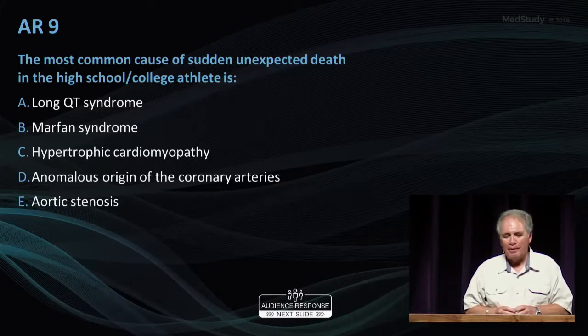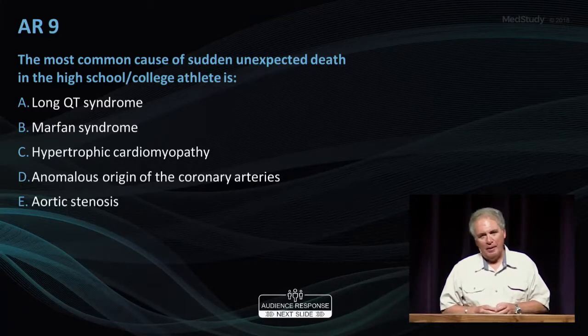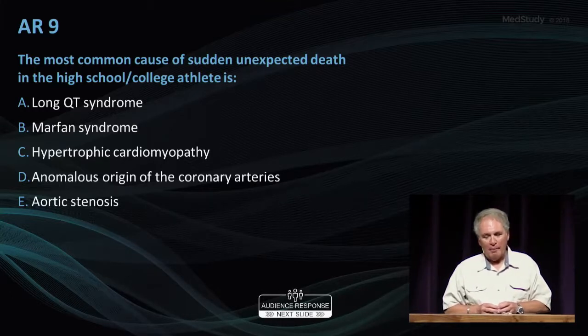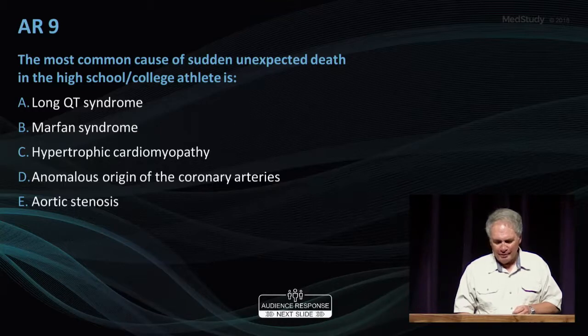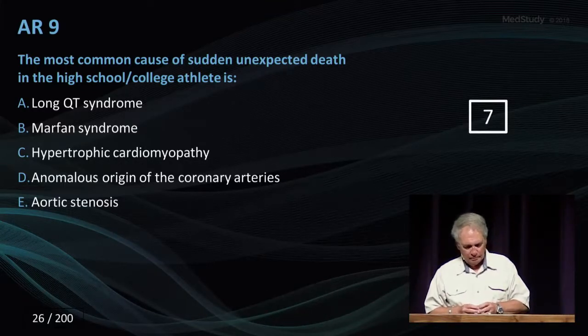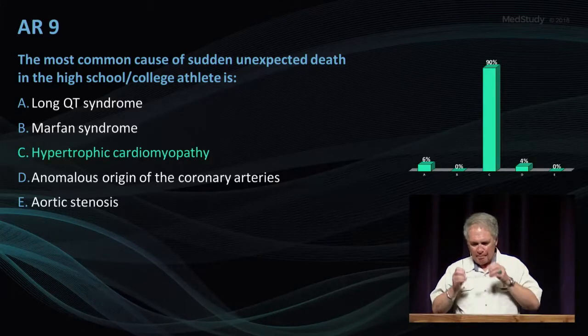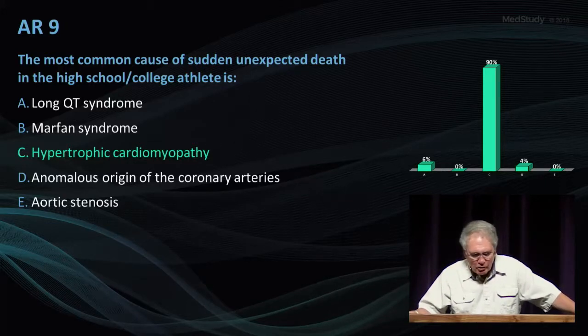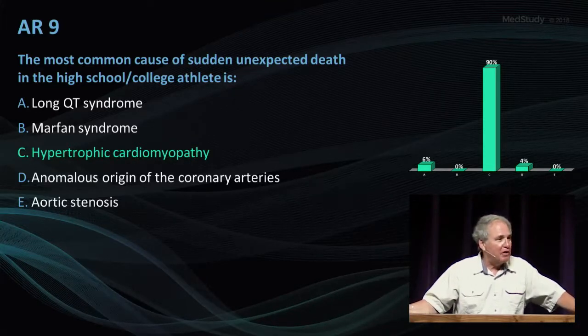Okay, audience response question number 9. The most common cause of sudden unexpected death in the high school, child, college athlete: long QT, Marfan syndrome, hypertrophic cardiomyopathy, anomalous origin of the coronary arteries, aortic stenosis. Do it. Lots of clicks. Yep, I like it. So 90% of you chose hypertrophic cardiomyopathy, which is the correct response. The others chose other entities that are actually on the list of important players of sudden cardiac death in the child athlete, but I want you to go home with the information that by far and away, hypertrophic cardiomyopathy is the big player. Okay?